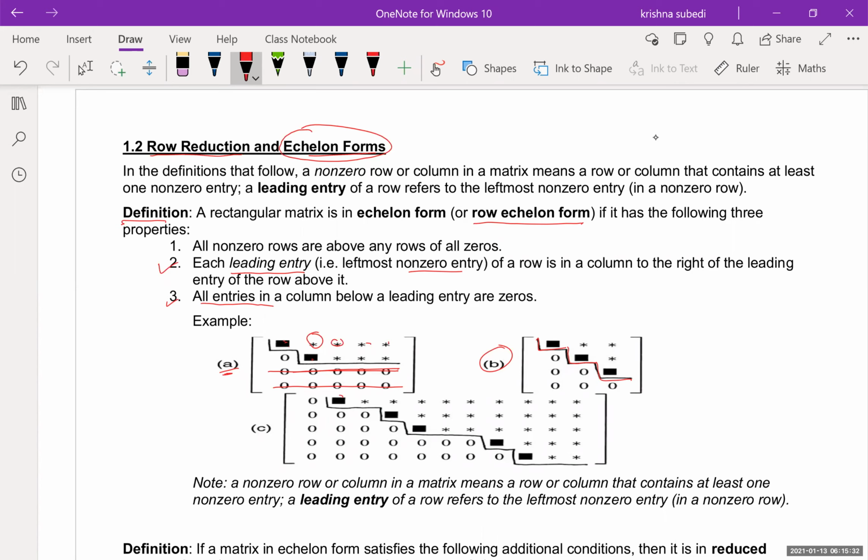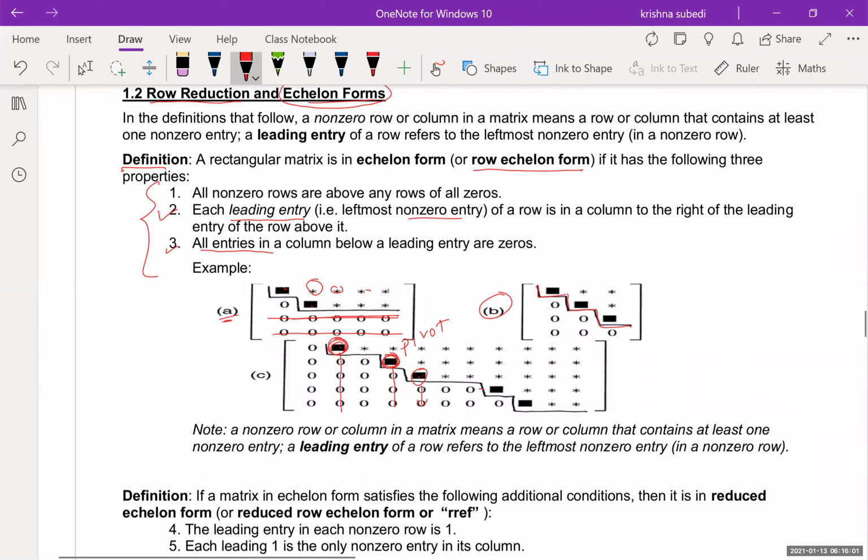That means suppose this one is your pivot, the leading entry. Below that, everything must be zero. And there is another leading entry, we call it pivot, by the way, later. Below that must be zero, and below that must be zero. These are the pivots. So the matrix that satisfies these three conditions, we say the matrix is in echelon form.